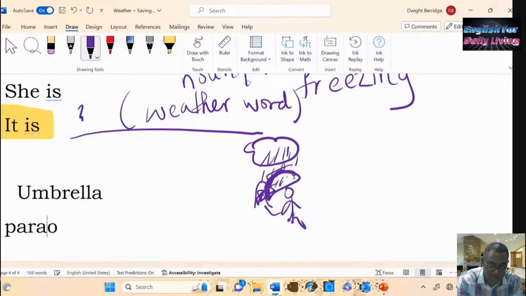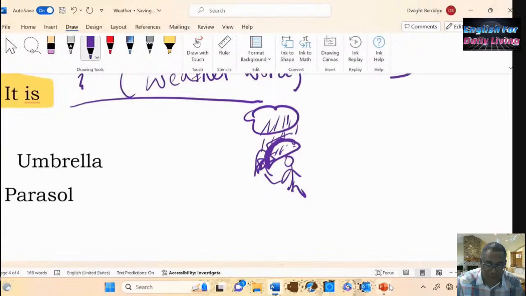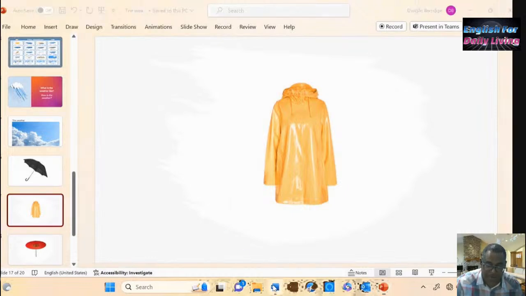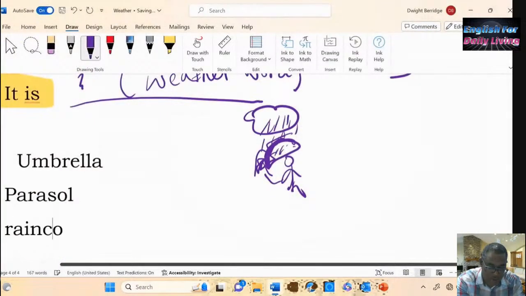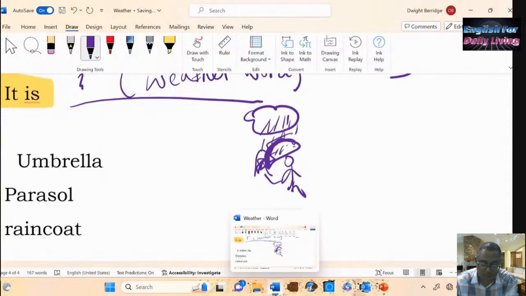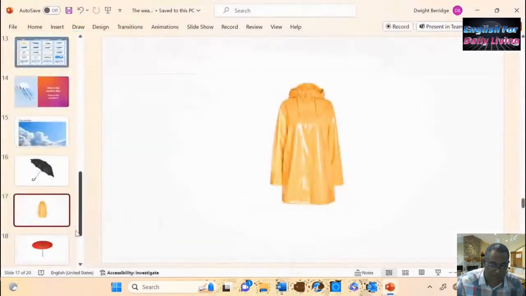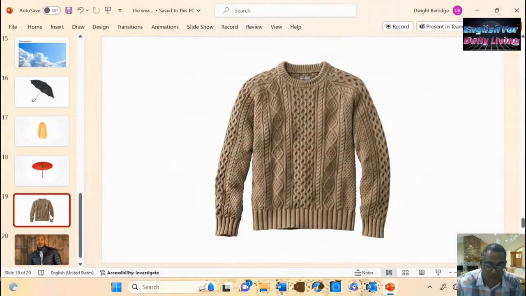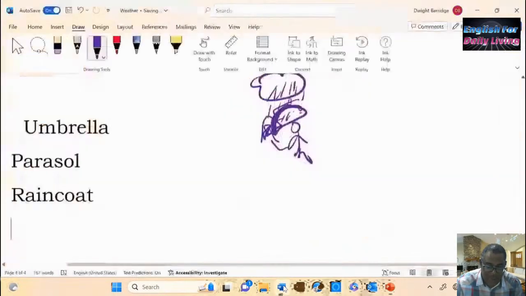Parasol for sun. In this one, weather condition, when there's lots of rain and you want to protect your clothes from getting wet or soaked, you use what we call a raincoat. A raincoat. All right, and then we have here this parasol we spoke about. Yes, this one, what is this? It is a sweater.